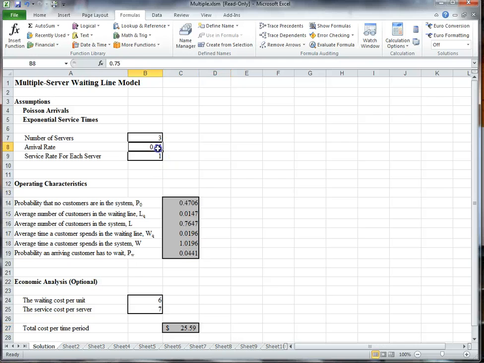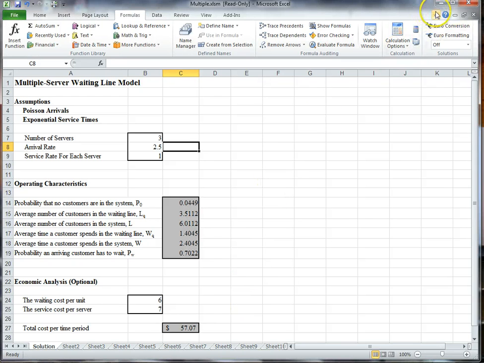So if I change this to 4, and you can see now I got a system which is unstable. So if I change this to 2.5, now I got some reasonable numbers.